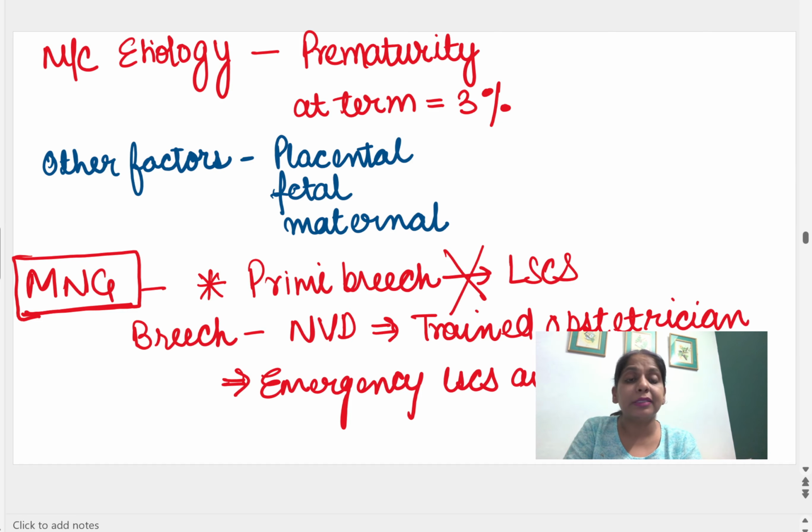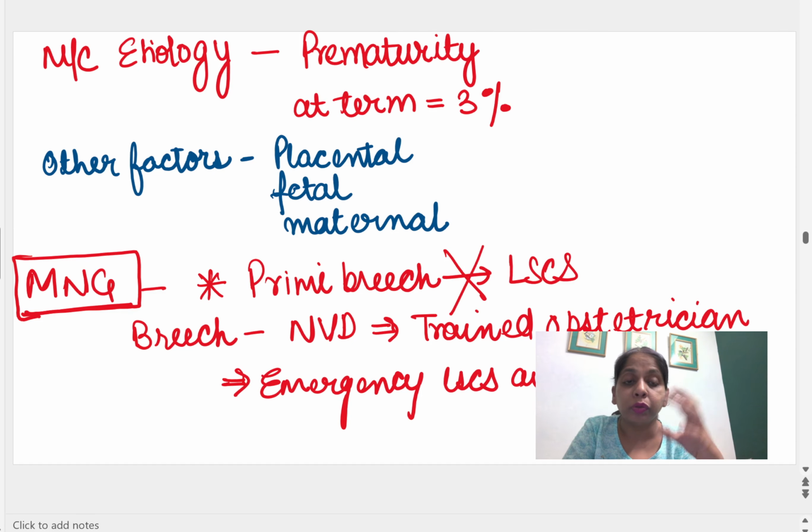breech. So what is the incidence of the breech at term? Please remember this percentage. It has come once in the exams. Okay, it's a 5-year PYQ. At term, only 3% of all the pregnancies are breech. Okay, and at 28 weeks 30% are breech.